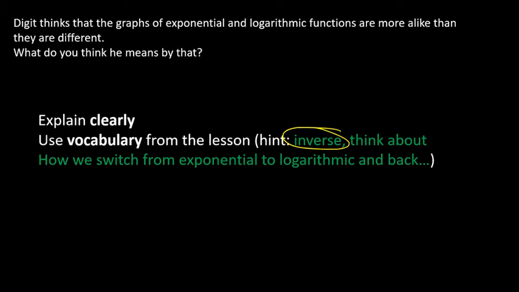And remember, there's no right answer here. This is more of like an opinion, subjective sort of question. But once again, I am looking for a clear explanation of what you think, why Digit might think that these graphs are more alike than they are different. I am looking for clear use of vocabulary from the lesson. And again, answer fully. Use the discussion board rubric to kind of gauge your response.